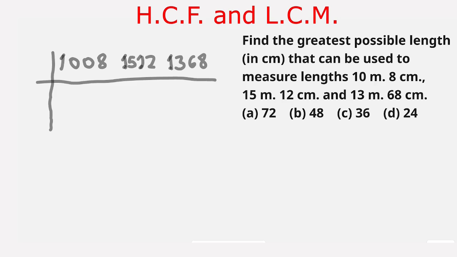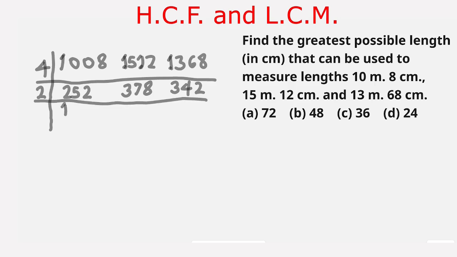So we will first divide by 4 as each number is divisible by 4. 4 divides 1008 for 252 times. 4 divides 1512 for 378 times. 4 divides 1368 for 342 times. All the numbers are further divisible by 2.